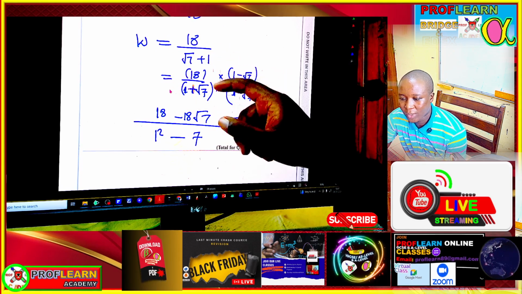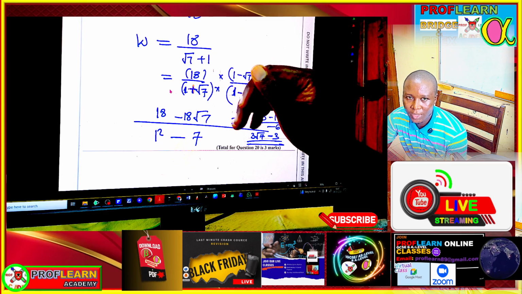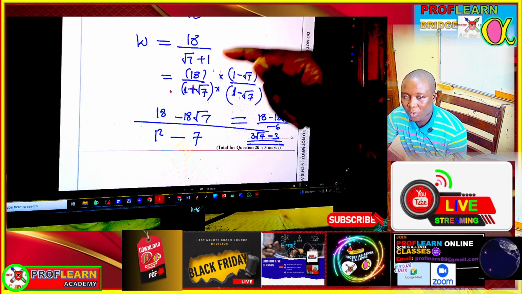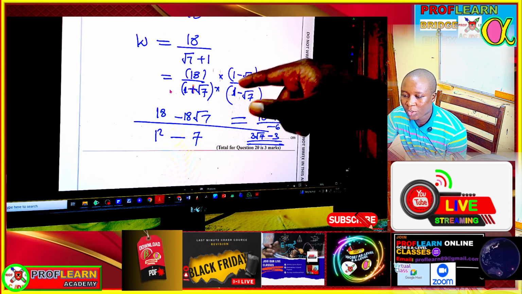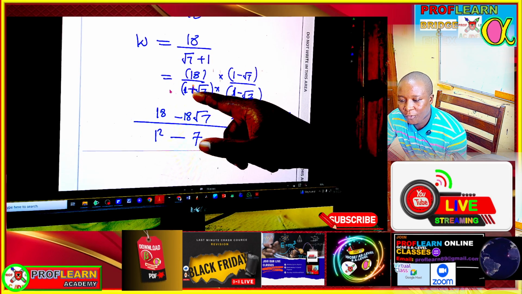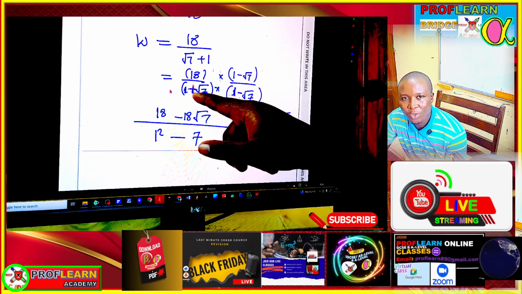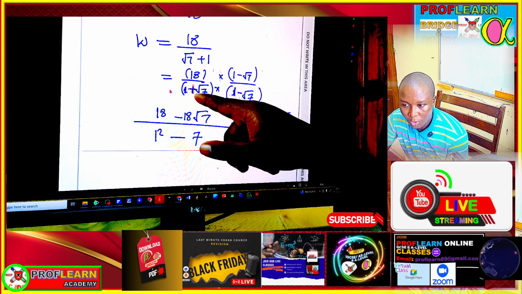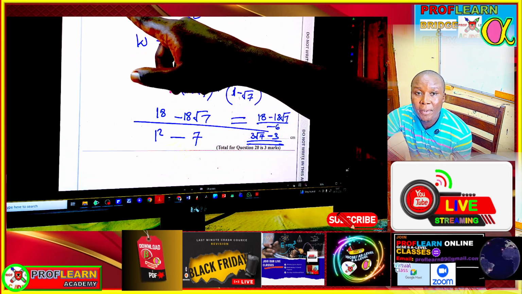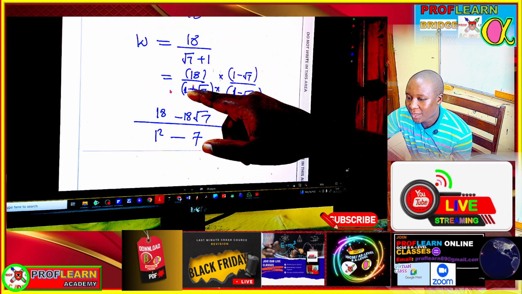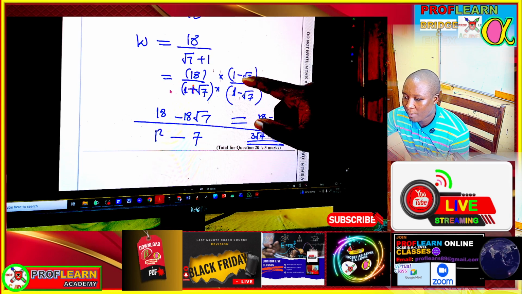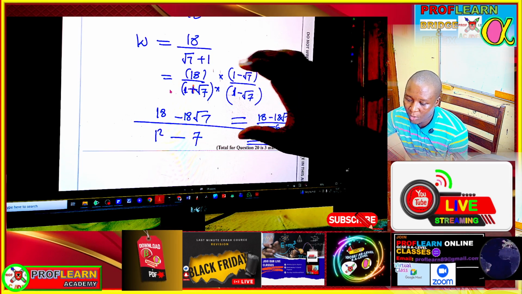Then you are supposed to rationalize this. Most students got this wrong because they forgot that whenever you want to rationalize, you introduce the conjugate. But the conjugate is a sign in front of the square root. Some students said they are going to change this sign. This one will be very wrong. So you change the sign in front of the square root. So this is going to be 1 minus root 7, 1 minus root 7 multiplied.